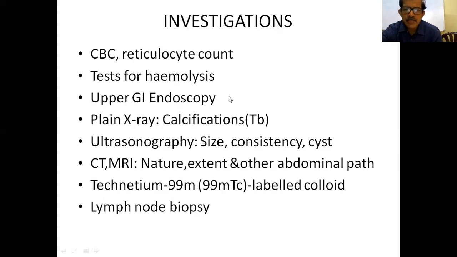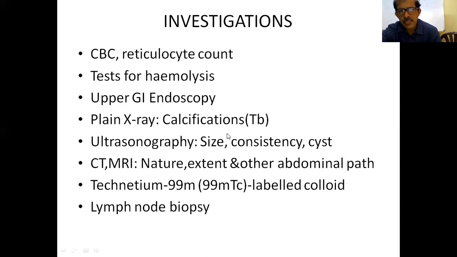Sometimes, because of calcifications in tuberculosis, you can see those calcifications on plain X-ray. But rarely do we do it nowadays for splenic conditions. Of course, it may be an incidental finding. But ultrasound is very, very important, both in trauma and elective cases.